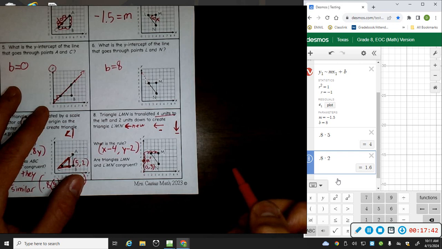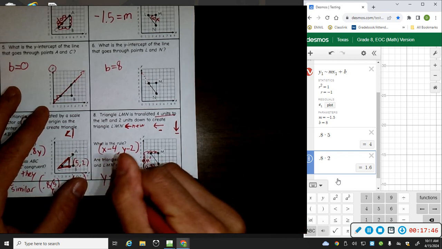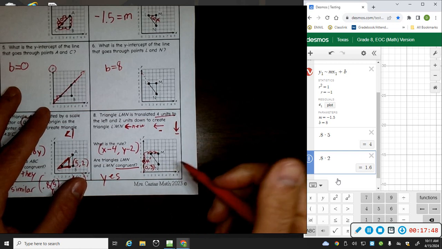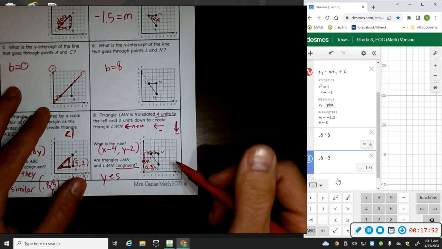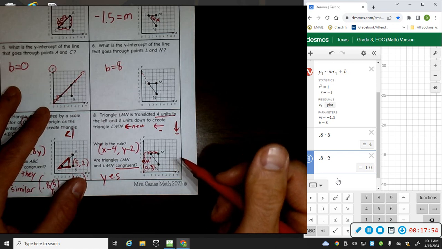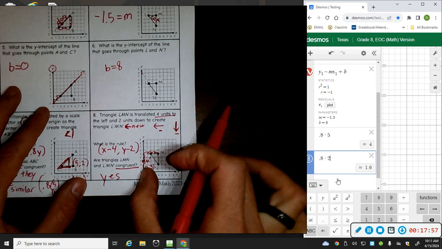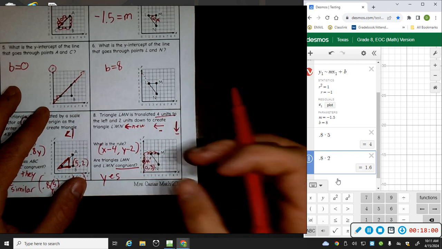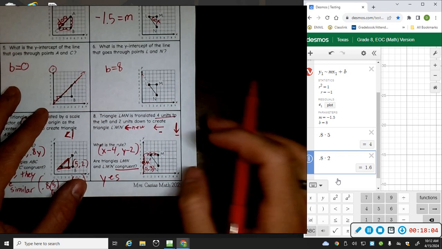Are triangles LMN and LMN prime congruent? Are they the same? We read that earlier. Yes, they're congruent, right? We're not changing the size or the shape. We're just changing the position. We're not even changing its orientation, which is the direction it's facing. We're not spinning it, rotating it. We're not flipping it, reflecting it. We're simply shifting it, sliding it, okay?